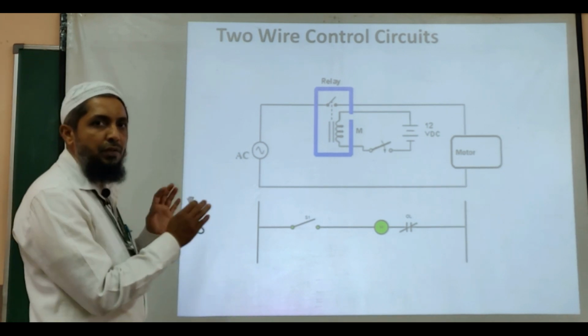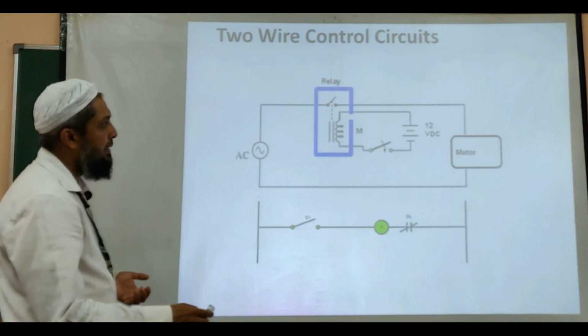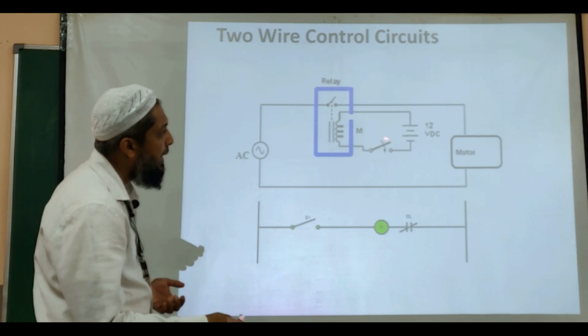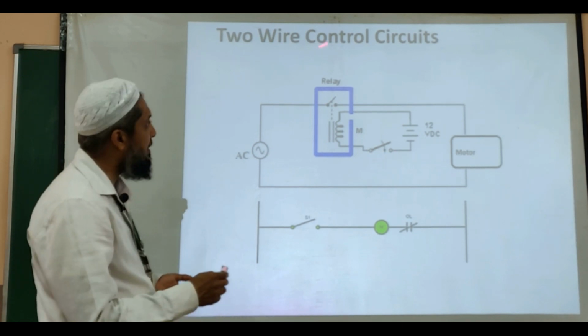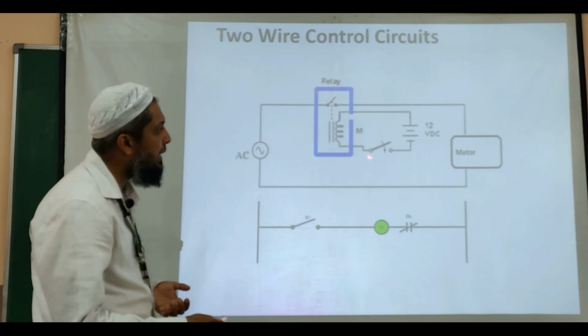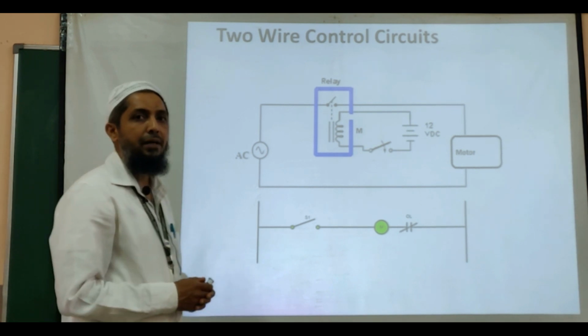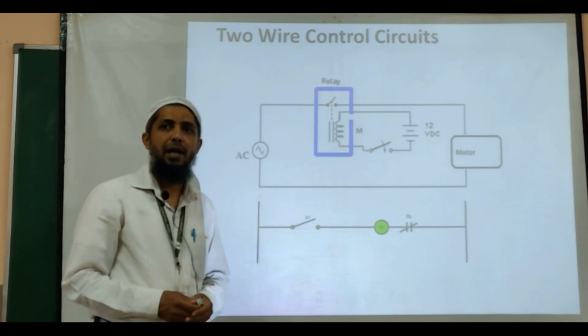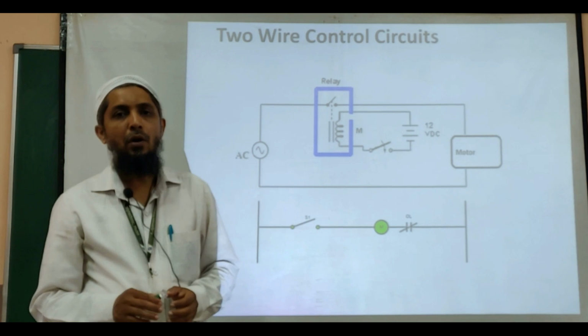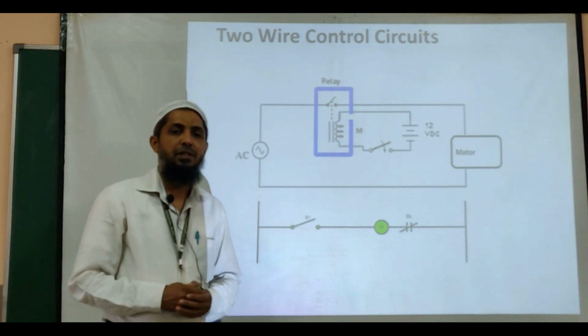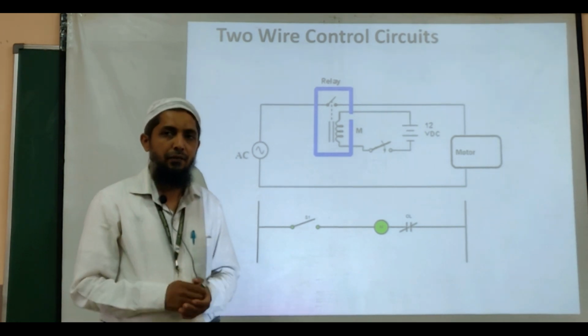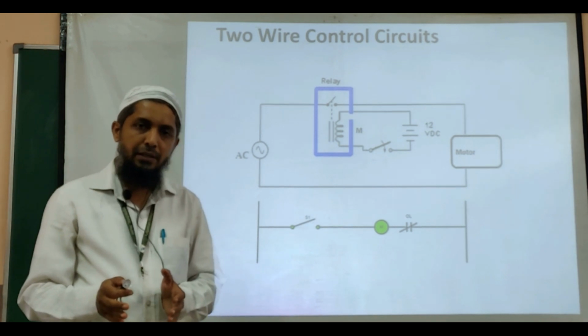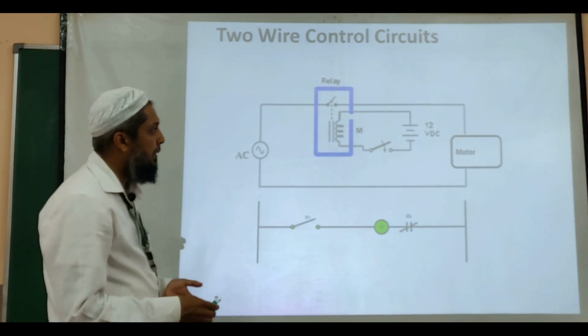The main feature of this 2-wire control circuit is this maintained contact. So this circuit is having a maintained contact. What is a maintained contact? A maintained contact is a contact that will remain in open position till we close it, and it will remain in closed condition till we open it.